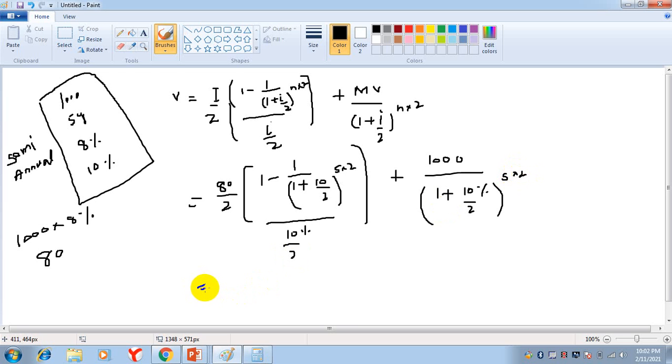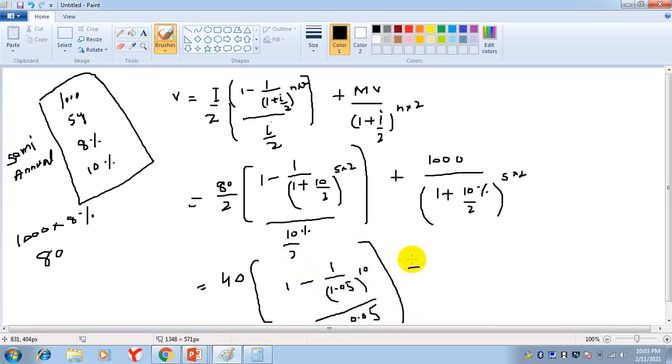Now 80 divided by 2 is equal to 40. 1 minus 1 divided by 1 plus 10 divided by 2 is equal to 5, so 1 plus 5% is equal to 1.05, raised to the power 5 multiplied by 2, which is 10. And whole divided by 10% divided by 2, so we will get 5%, which is equal to 0.05.